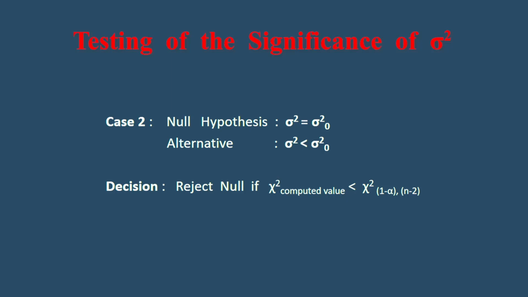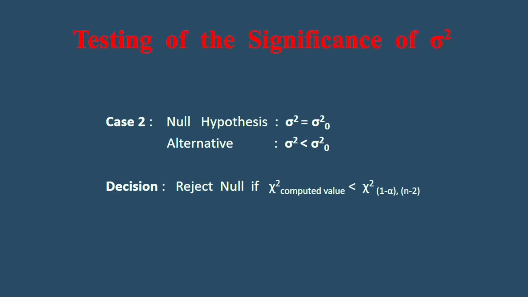Secondly, it's not alpha, it's 1 minus alpha, because the sum of the probability is equal to 1, and since it's not a symmetric distribution, we cannot do alpha by 2. We want to take 1 minus alpha, and that is what is considered as the level of significance. And n minus 2 is, as usual, the degrees of freedom.